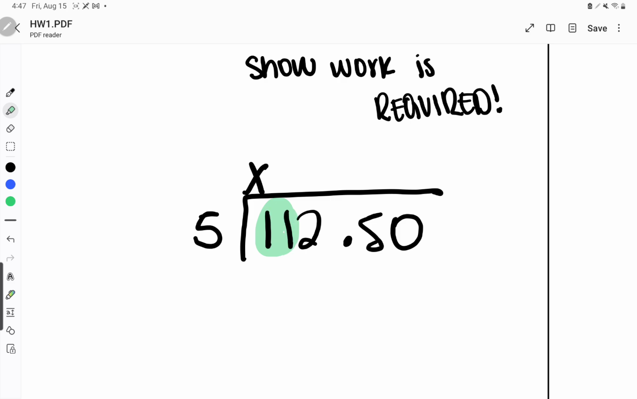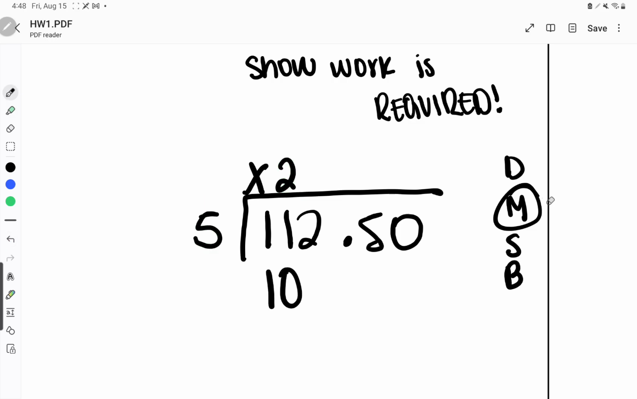How many times does 5 go into 11? 5 goes into 11 2 times. Now we do divide, multiply, subtract, bring down. So we just divided. We said 11 divided by 5 gives us 2. The next step is to multiply. So we're going to do 2 times 5. 2 times 5 gives us 10. My next step is to now subtract. So I'll do 11 minus 10, and that gives me 1.